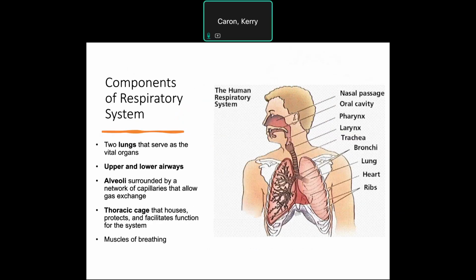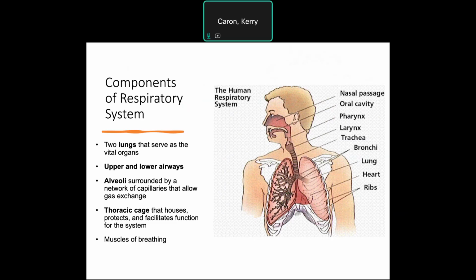So the components we have of the respiratory system: we have two lungs that serve our vital organs. We have an upper airway and a lower airway. We have alveoli, which are grape-like clusters, sacs at the end of our bronchioles, and they have a network of capillaries on them. That's where the gas exchange, where cellular respiration happens, at the alveoli level.